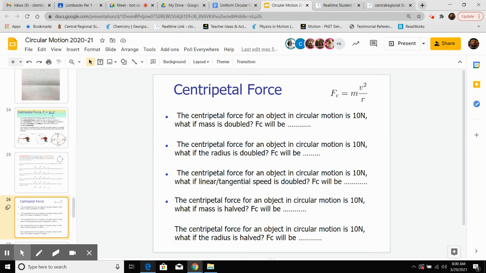Centripetal force for an object in circular motion is 10 newtons. What if the mass doubled? What would the force be? Or the force double? Yeah, it would double, so it would be 20.